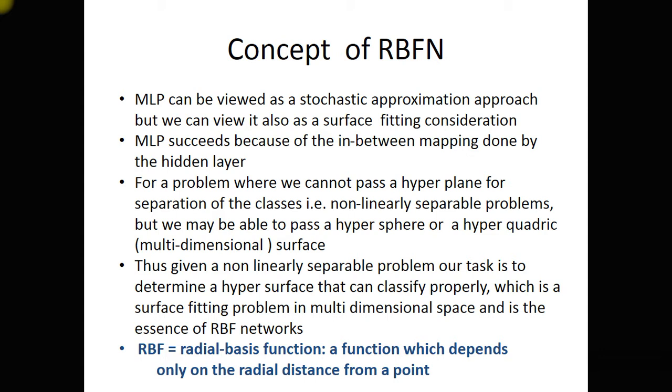Now why does MLP succeed? Because of the in-between mapping done by the hidden layer. We have already seen why this happens. For a problem where we cannot pass a hyperplane for separation, that is a non-linearly separable problem, we may be able to pass some hypersphere or hyperquadric, that is a multidimensional surface. So given a non-linearly separable problem, our task is to determine a hypersurface that can classify properly, which is a surface fitting problem in multidimensional space, and it is the essence of the radial basis function network.